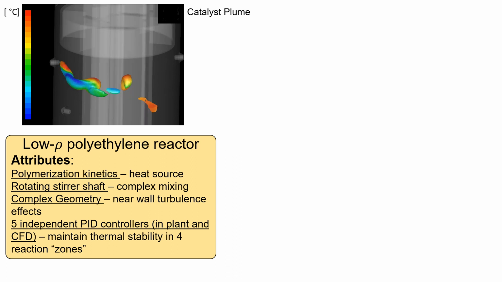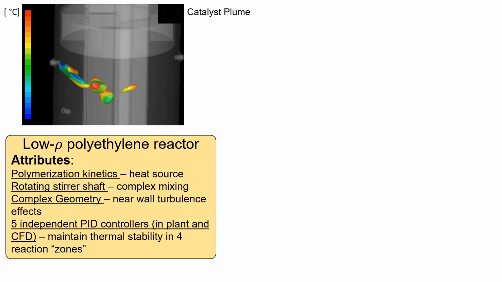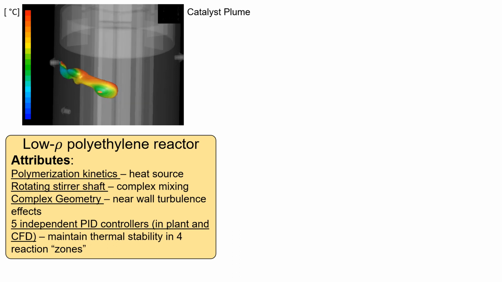A close-up of one of the zones, an oblique view, showing the catalyst plume being injected on the left-hand side. The plume is outlined in colors from blue to red, meaning cold to hot. The range is purposely undisclosed because of the proprietary nature of the reactor. But in general, this is a polymerization system, exothermic with a heat source.